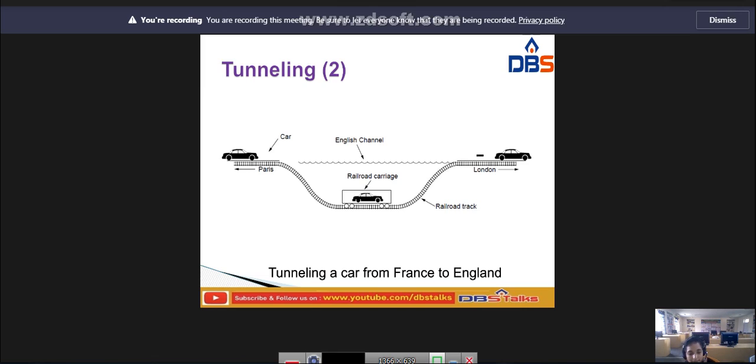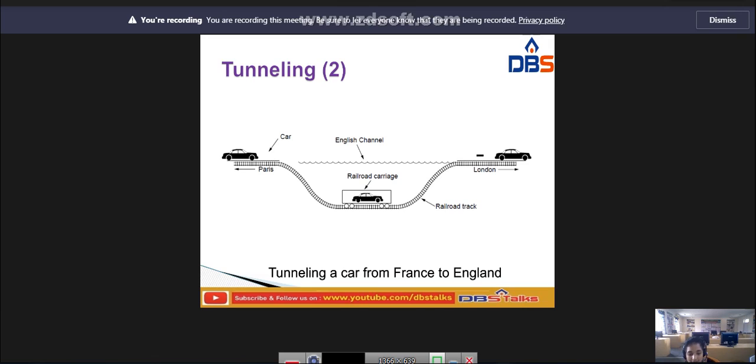So consider a person driving a car from Paris to London within France. The car moves under its own power, but when it hits the English Channel, it is loaded onto a high-speed train and transported to England through the Channel. So the car is being carried as freight, as depicted.